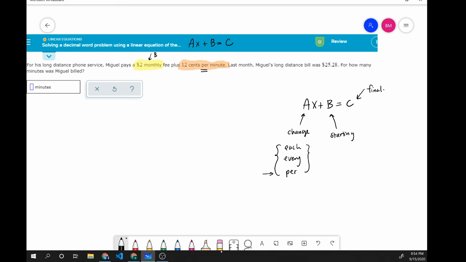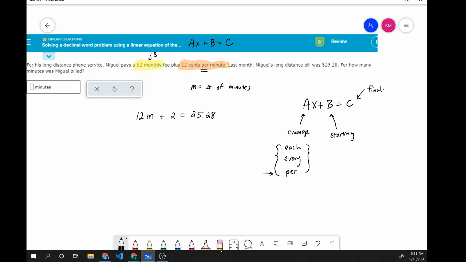As I said, last month, Miguel's long distance bill was $25.28. So that's going to be a final amount. So let's write that in our problem. So we have 12. And we're going to call the minutes M. So M is going to be equal to the number of minutes. So 12 M plus 2 is equal to 25.28.